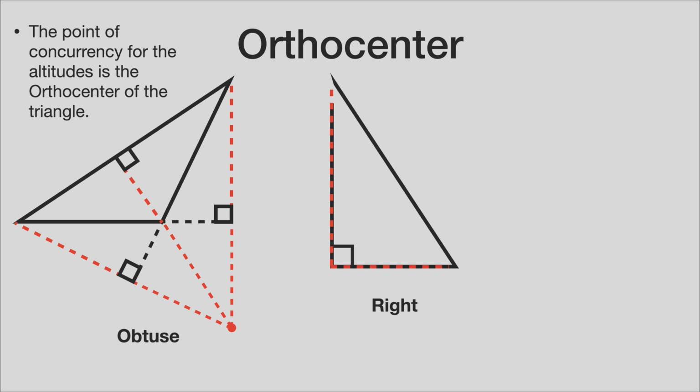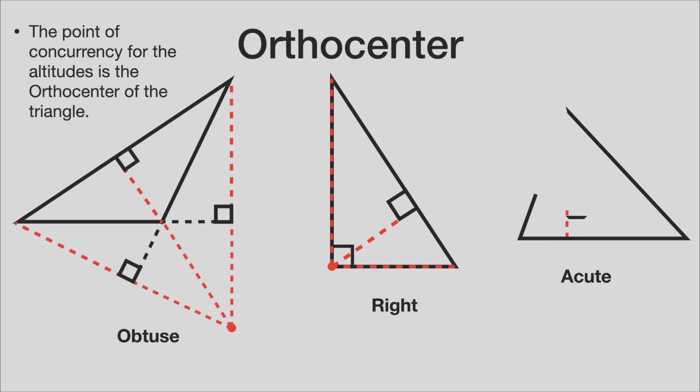On a right triangle, you will notice that the orthocenter ends up being right there at the 90-degree angle of the right triangle. The right angle is the orthocenter of a right triangle. And then finally, with an acute triangle, the orthocenter is just going to be kind of in the middle. If anything, the orthocenter kind of makes the acute and the obtuse triangles look very similar, although there are obviously some major differences.